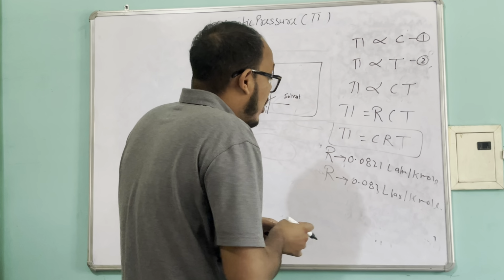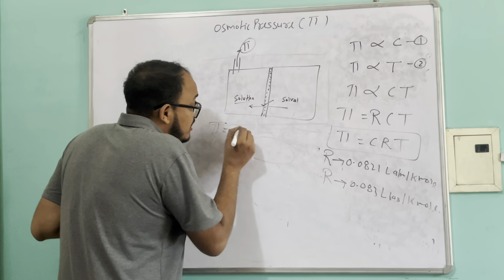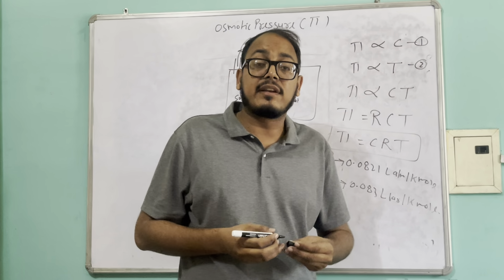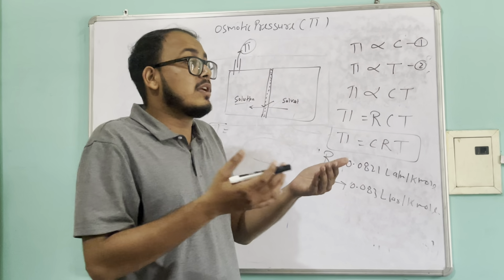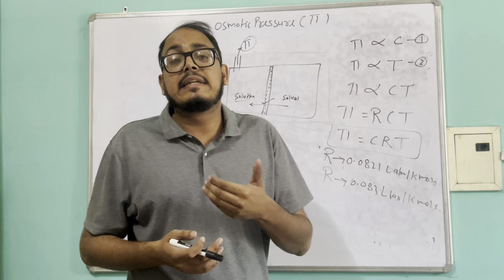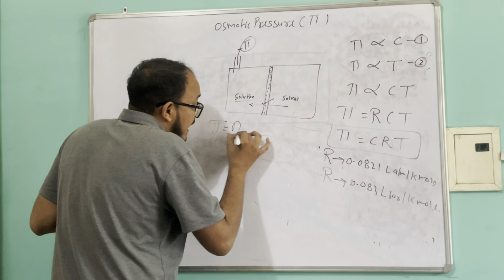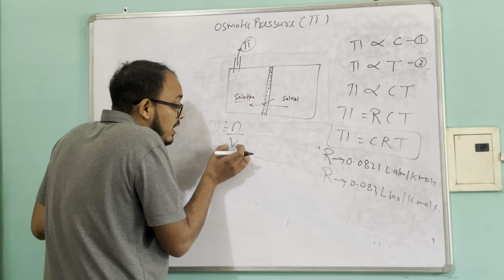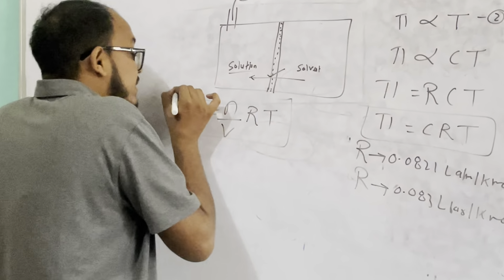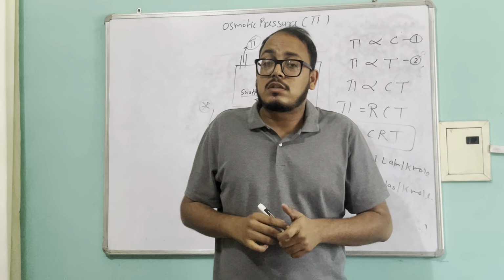Now there is another formula in terms of moles. Pi equals C RT, where C is the concentration, or we can say the molarity. How do you define molarity? The number of moles of solute dissolved per liter of solution. So pi equals n by V RT, where n is the number of moles of solute and V is the volume of solution in liters. That is the formula to calculate the osmotic pressure.